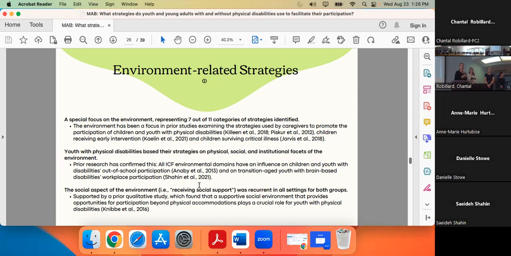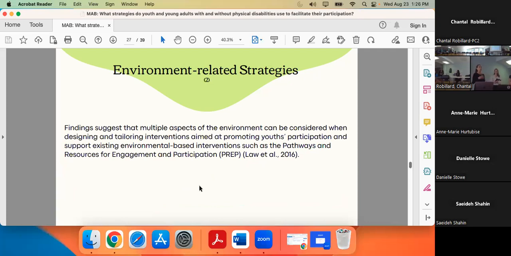Another interesting finding that we want to discuss is the fact that the social aspect of the environment, which was represented by the category receiving social support, was recurrent in all settings for all groups. So this is also supported by a prior study. Overall, the findings related to the environment suggest that multiple aspects of the environment need to be considered when designing and tailoring interventions aimed at promoting youth participation. And these findings also support existing environment-based interventions, such as the Pathway and Resources for Engagement and Participation, or the PREP.